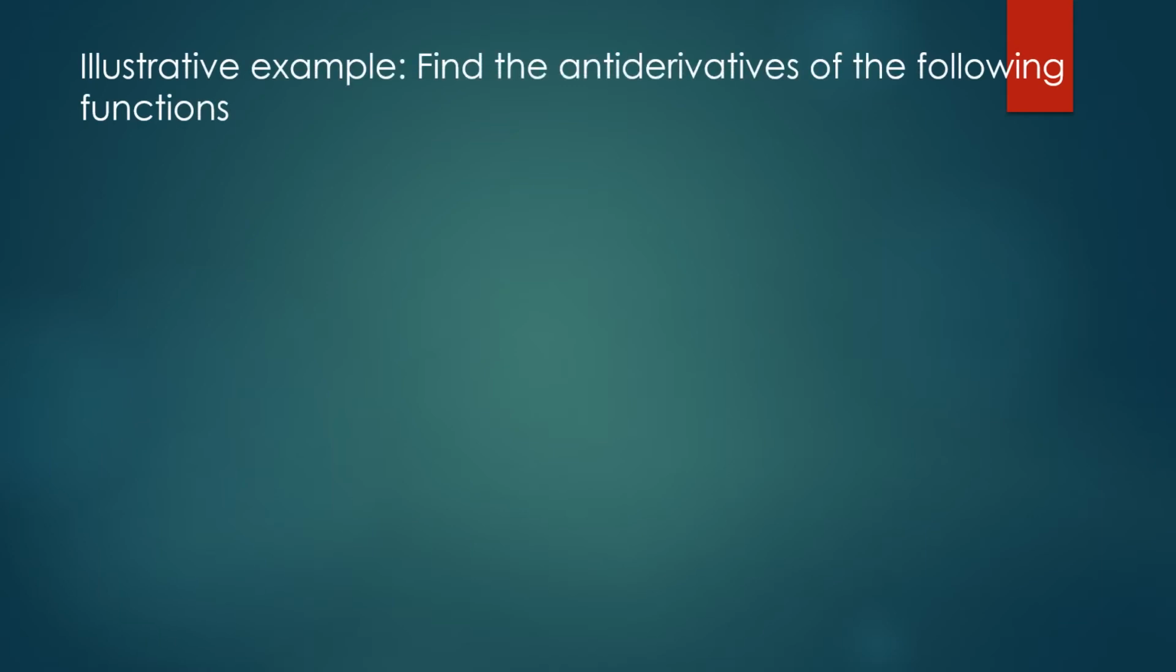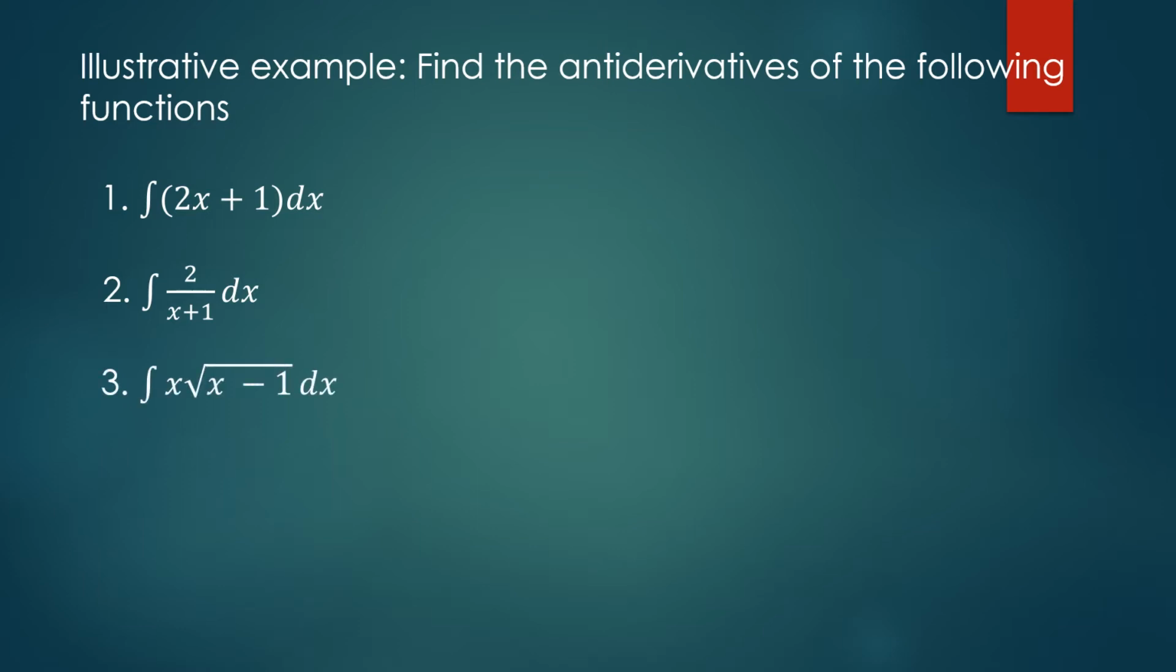Okay, so we have the following illustrative examples. Find the antiderivatives of the following functions. 1. Integral of 2x plus 1 dx. This one is a linear function. Number 2, integral of 2 over x plus 1 dx. This one is referring to a rational function. Third, integral of x times square root of x minus 1 dx is a radical function. The fourth one, integral of 2 raised to the power of 2x dx is an exponential function.